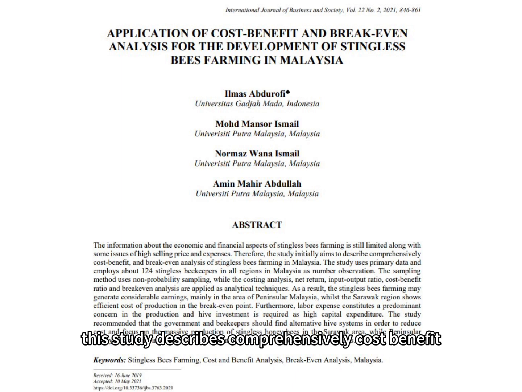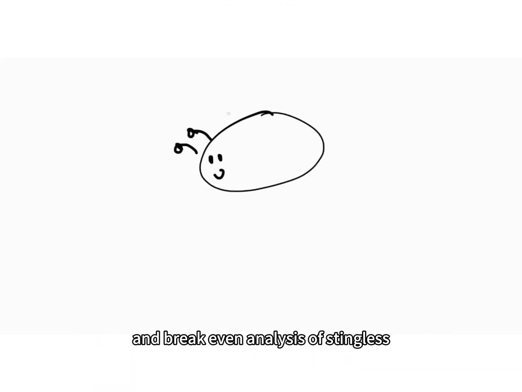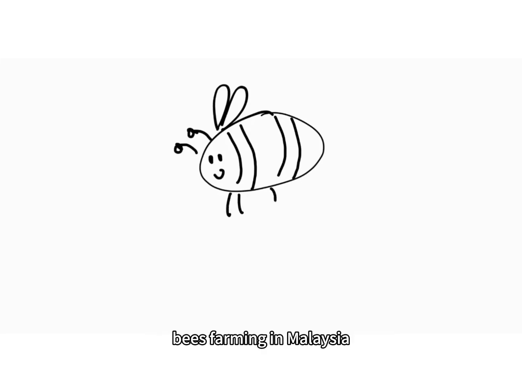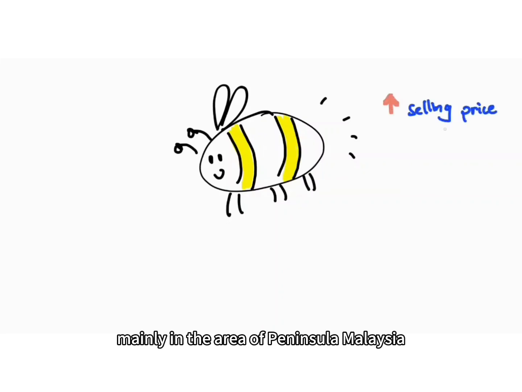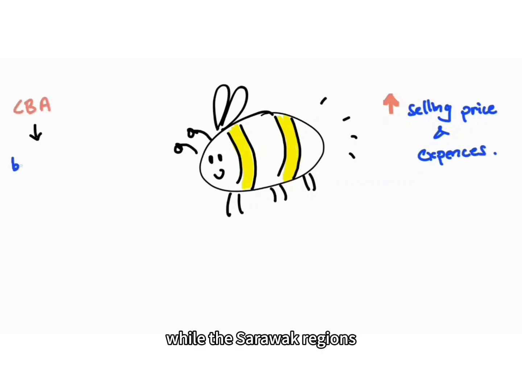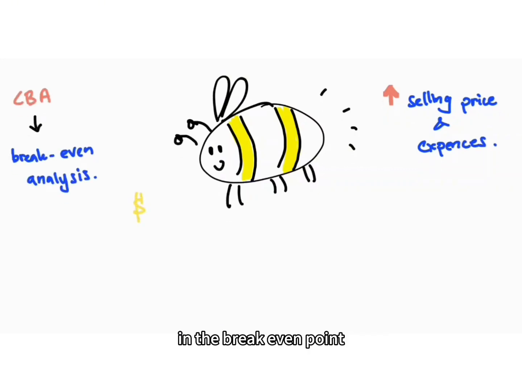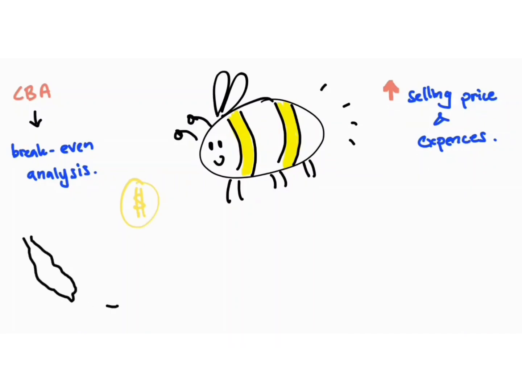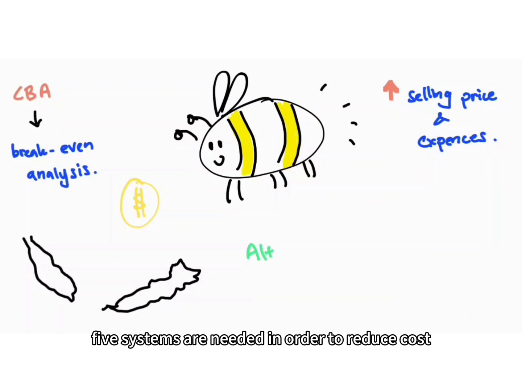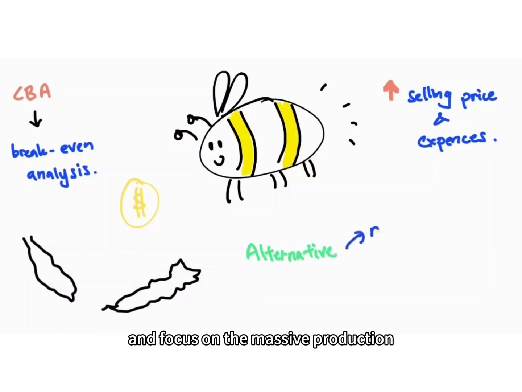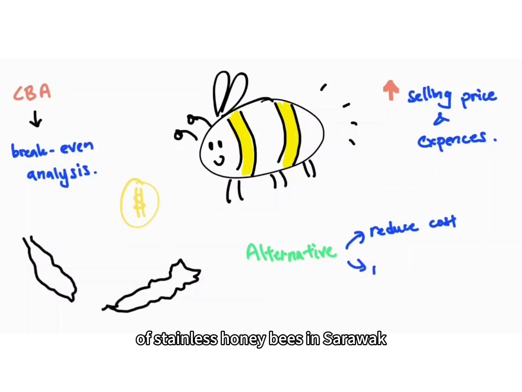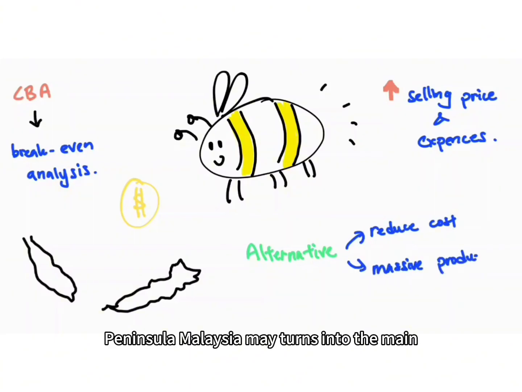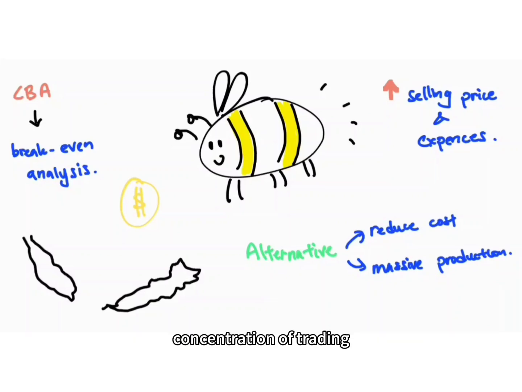This study describes comprehensively the cost-benefit and break-even analysis of stingless bee farming in Malaysia. Stingless bee farming may generate considerable earnings, mainly in the area of Peninsular Malaysia, while the Sarawak region shows efficient cost of production at the break-even point. Alternative hive systems are needed in order to reduce costs and focus on the massive production of stingless honeybees in Sarawak. Peninsular Malaysia may turn into a main concentration of trading and marketing honey products.